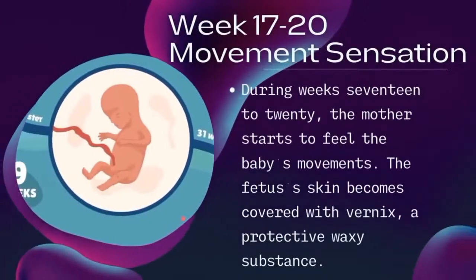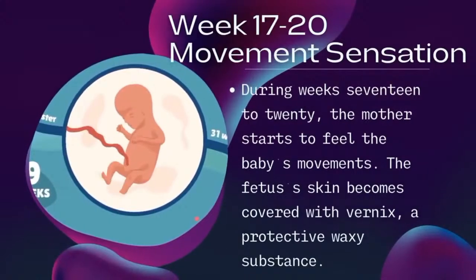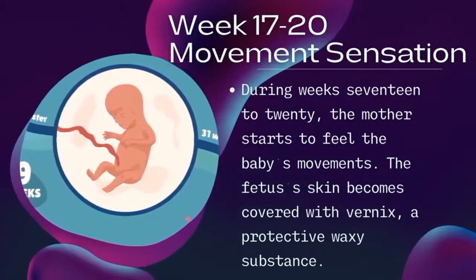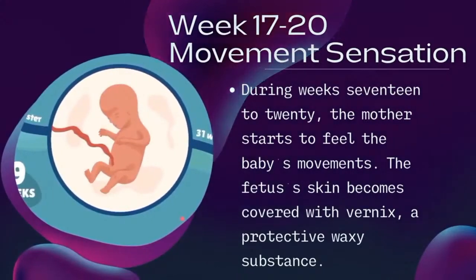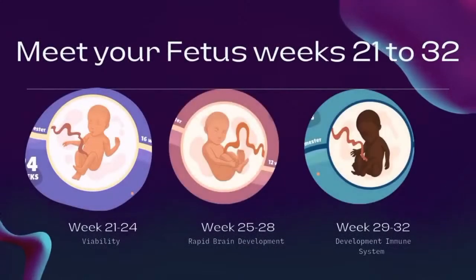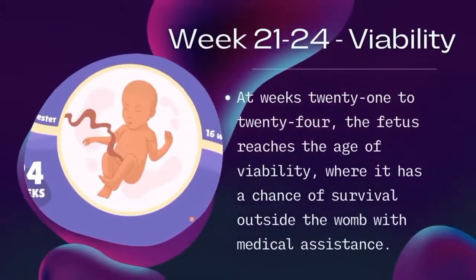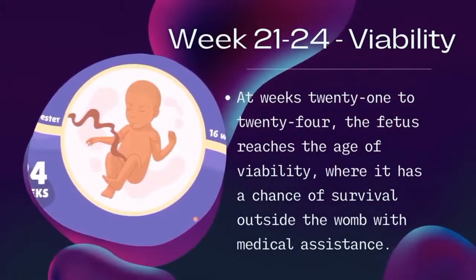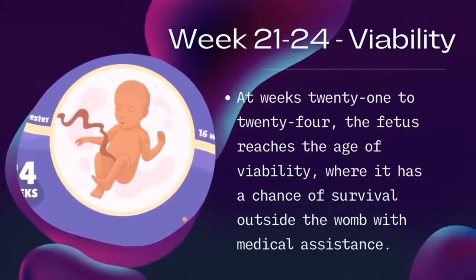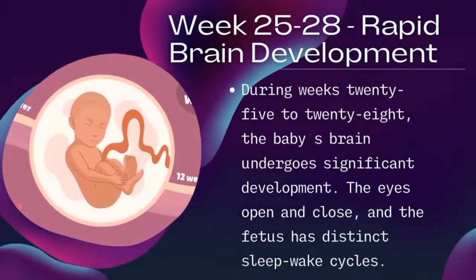Week 17-20, Movement Sensation. During weeks 17 to 20, the mother starts to feel the baby's movements. The fetus's skin becomes covered with vernix, a protective waxy substance. Week 21-24, Viability. At weeks 21 to 24, the fetus reaches the age of viability, where it has a chance of survival outside the womb with medical assistance.